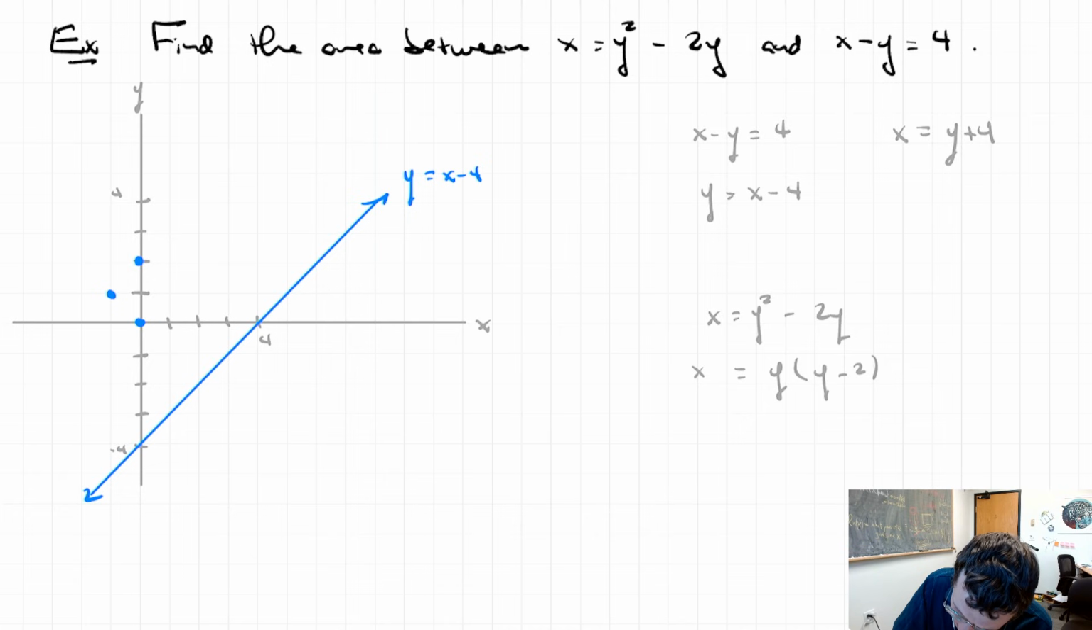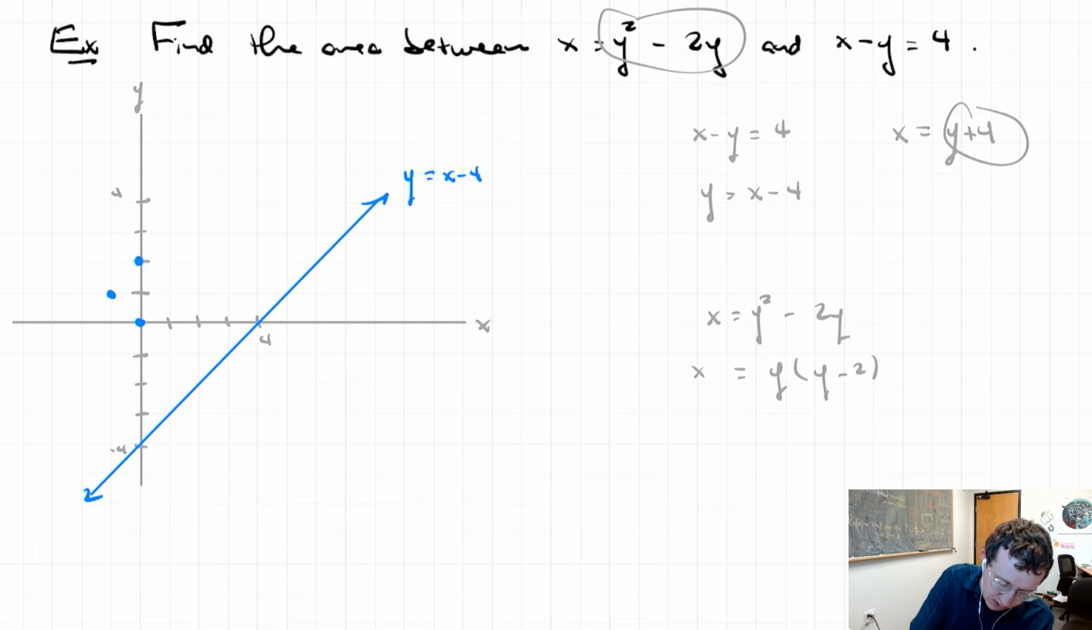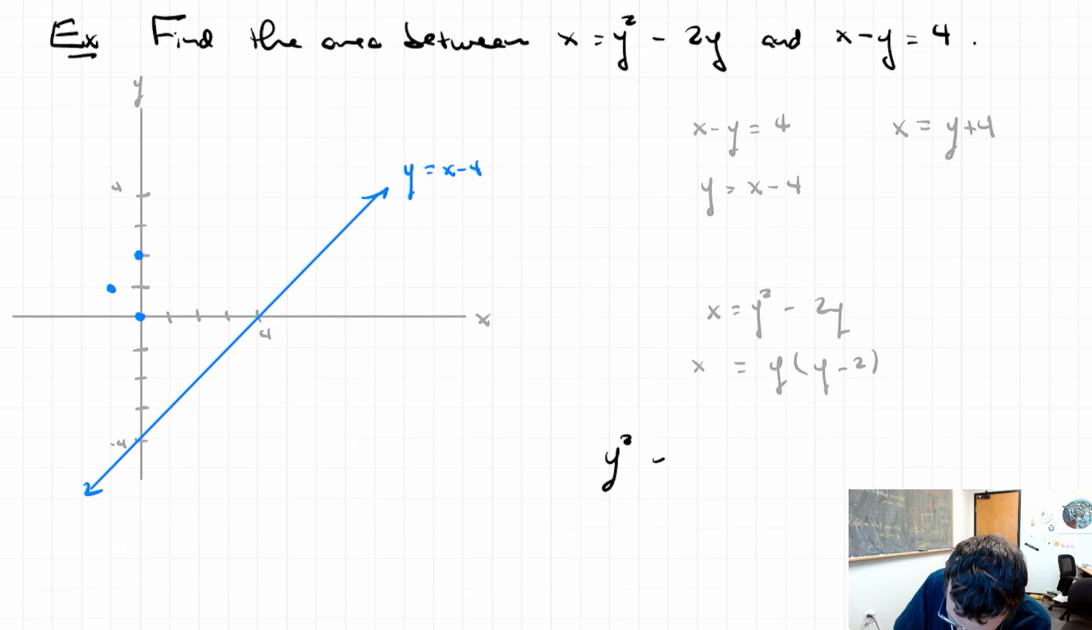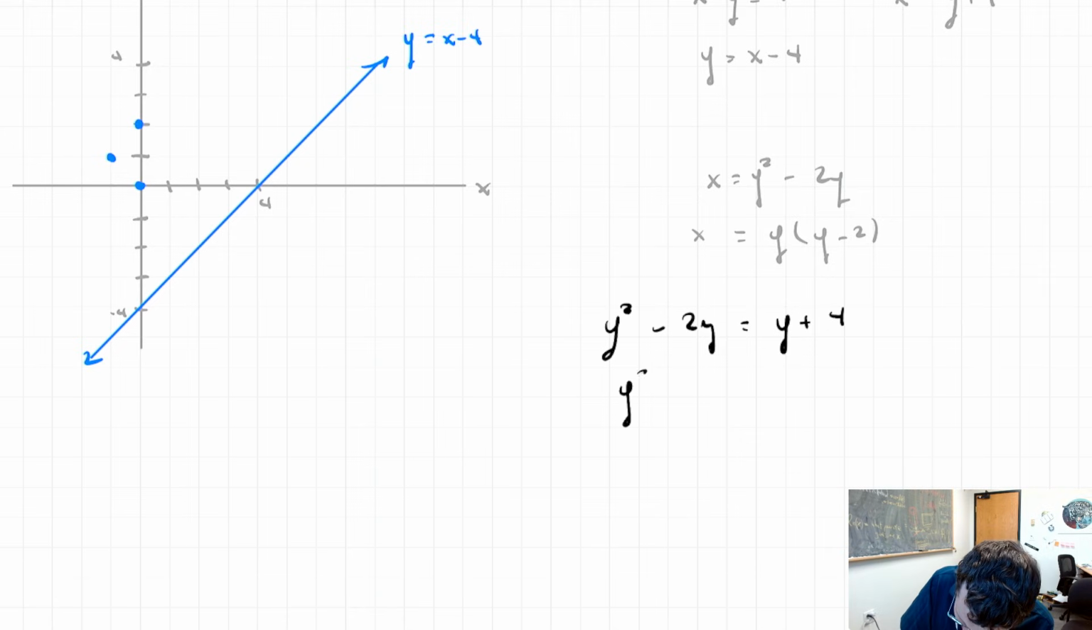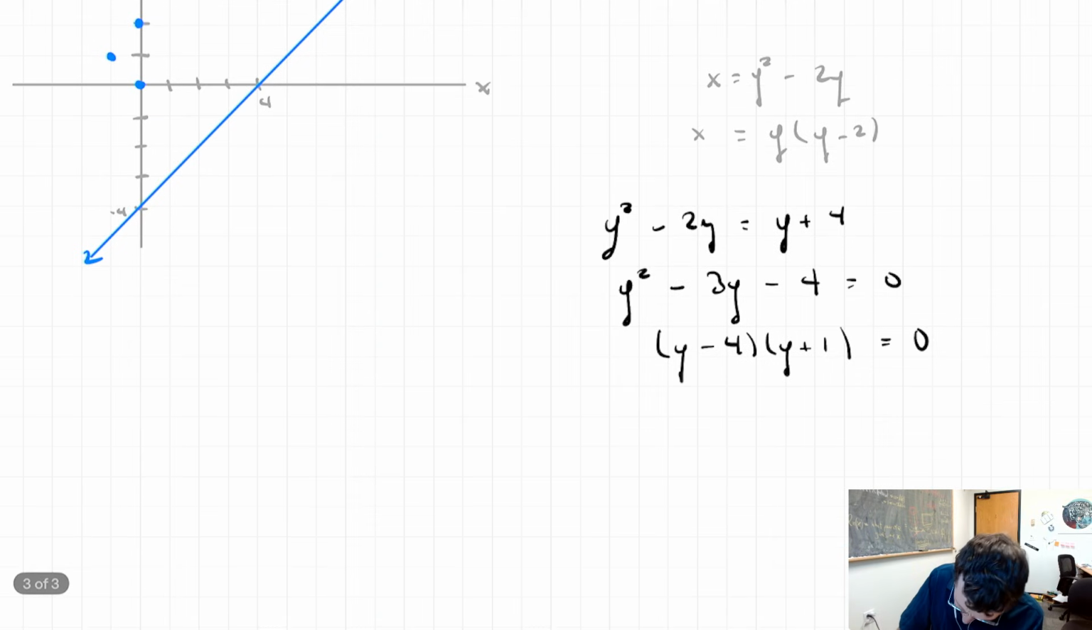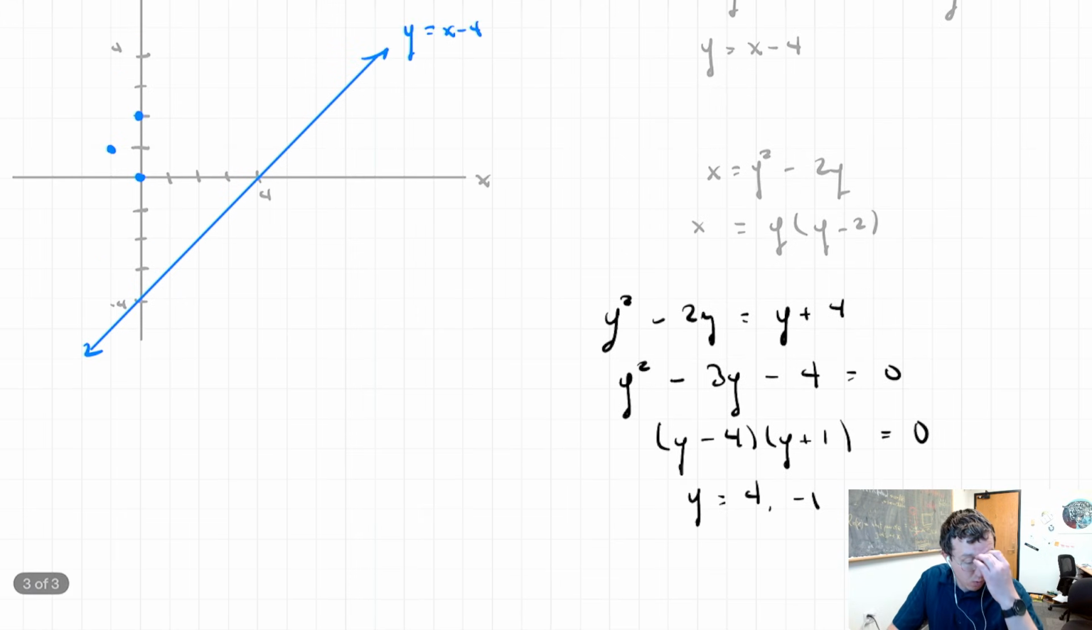If I add the y over, yeah, so x is y plus 4. And if x is equal to this, I can set these two things equal to each other. So y squared minus 2y is equal to y plus 4. Let me get this all on one side of the equation. y squared minus 3y minus 4 equals 0. That will factor as y minus 4 times y plus 1. Yep. So y is 4 or negative 1. These are the y values.